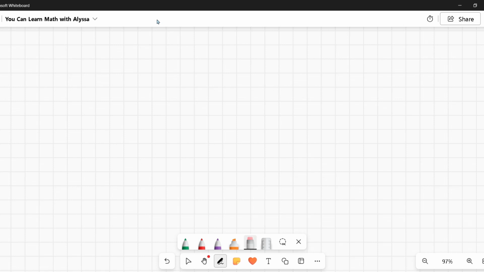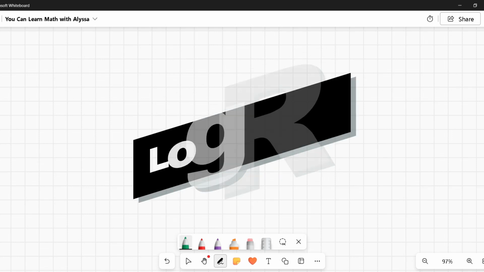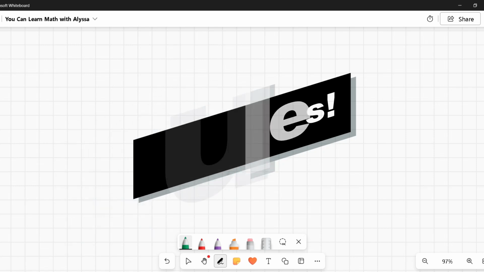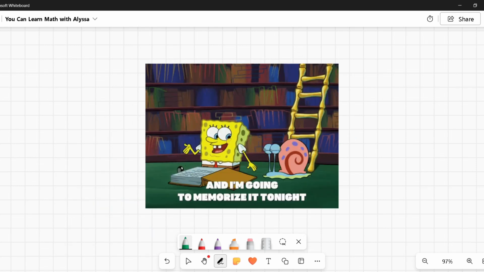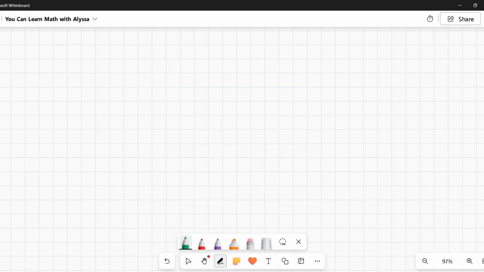In the last video, we talked a little bit about just the introduction to logs, what they are, and how they relate to exponents. This one is going to be going through all of the log rules that you need to memorize, straight up memorize them for your math class. Right, so the first one we have here is the product rule.